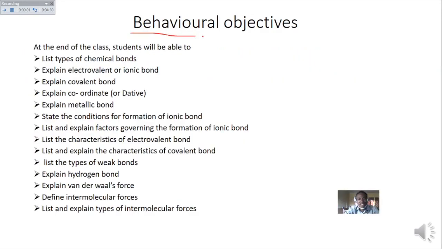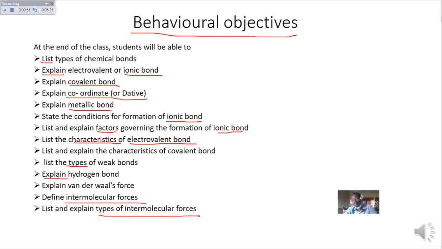Good. Then here we'll be talking about the behavioral objectives. Meaning at the end of this class, you should be able to list and explain types of chemical bonds: electrovalent or ionic bond, covalent bond, coordinate or dative bond, and metallic bond. State conditions for formation of ionic bond, then explain the factors governing the formation of ionic bond. List the characteristics of electrovalent bonds. List and explain the characteristics of covalent bond. List types of weak bonds, explain hydrogen bond, explain van der Waals force, then define intermolecular forces. Then list and explain types of intermolecular forces.